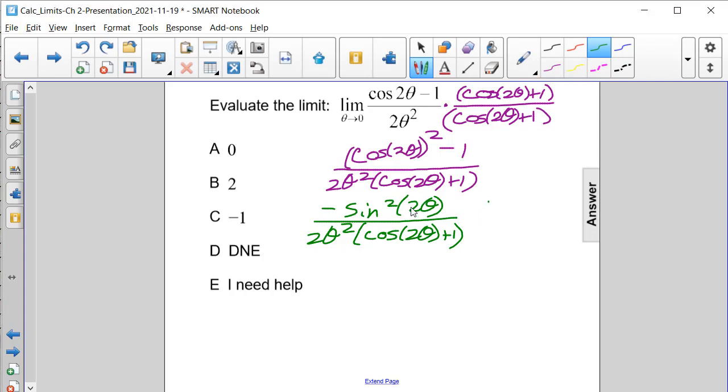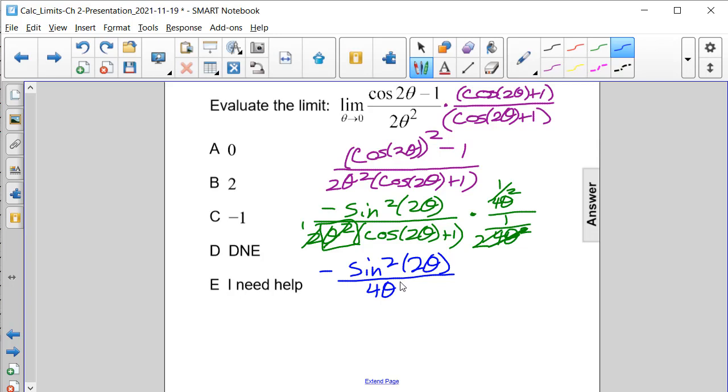The next thing that we're going to do in order to try to get sine squared of 2 theta over 2 theta squared is we're going to multiply both the numerator and denominator by 1 over 4 theta squared. When we do that, the theta squareds cancel out down here, and this 2 becomes a 1, and this 4 becomes a 2. And in the numerator, everything's generally going to stay the same. So we'll have negative sine squared of 2 theta over 4 theta squared, and then the denominator of our rational function will be the cosine of 2 theta plus 1 divided by 2.